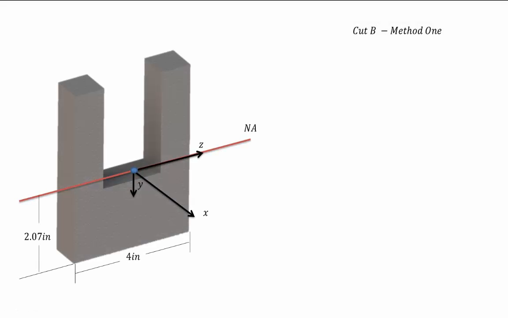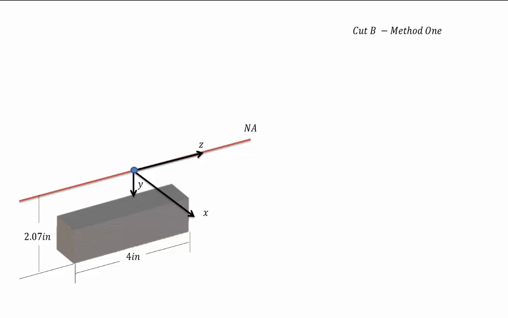Okay, so now we're going to take a look at cut B. So we have our cross section here as before. 2.07 inches up is the centroid, and the width of the section is 4 inches. So the section we're going to be looking at is this cut that went across the bottom of the section. So standard delta x for its thickness, and for its height is 1 inch. So tau is going to be running across the surface like this.